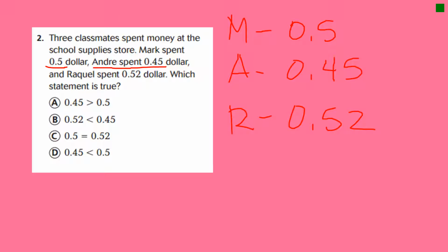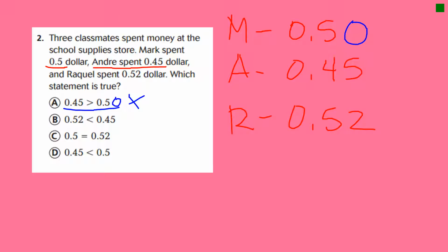Okay, let's see here. We have to go through each of these statements. 45/100ths is greater than 5/10. Now this is another one where we really have to be careful about place value. Let's put a 0 here on what Mark spent. Okay, 5/10 of a dollar is equivalent to 50/100ths of a dollar or 50 cents. Okay, so what I'm going to do is put a 0 right there. So is 45/100ths greater than 50/100ths? No, it's not. 45 is less.